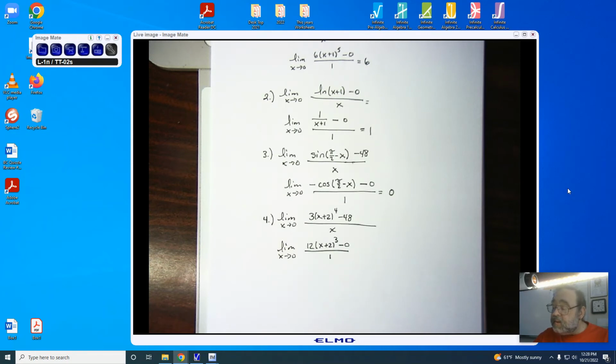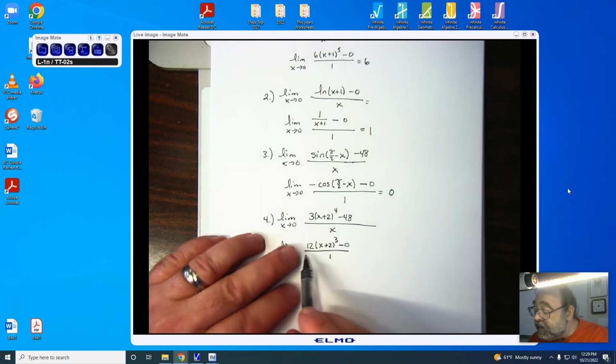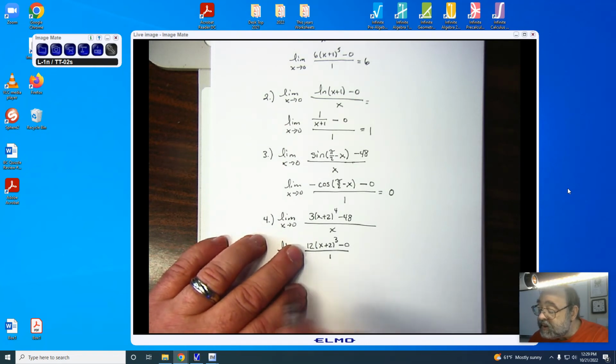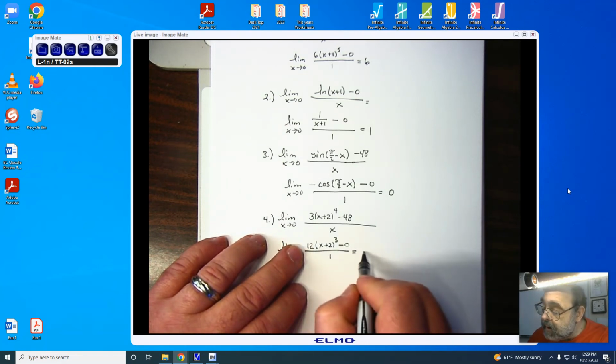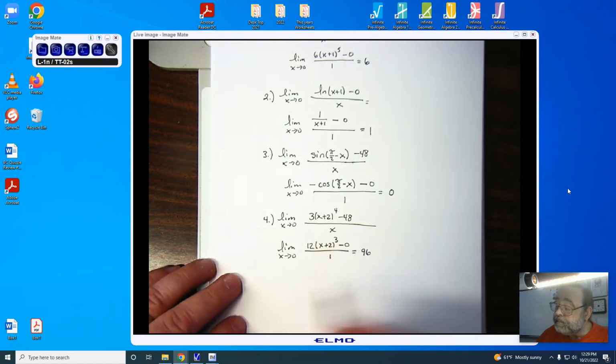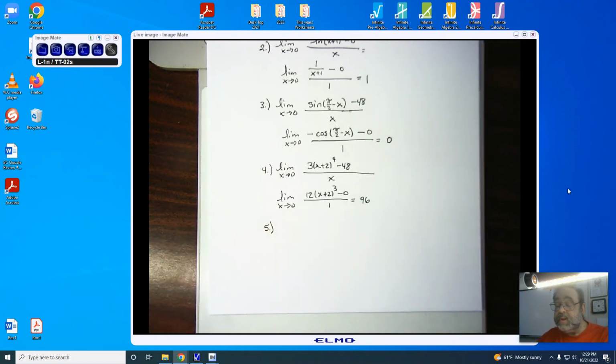And as I take the 0 and I plug it in, I'm going to have 2 to the 3rd power, which is 8. 8 times 12 is going to give me, I believe, 96. Let's just double check that real quickly. That's 80. 80 plus 16, and I get 96. Going to number 5. This is the last one, and please be aware this will be the last part of this video, and I'll continue in part 2.